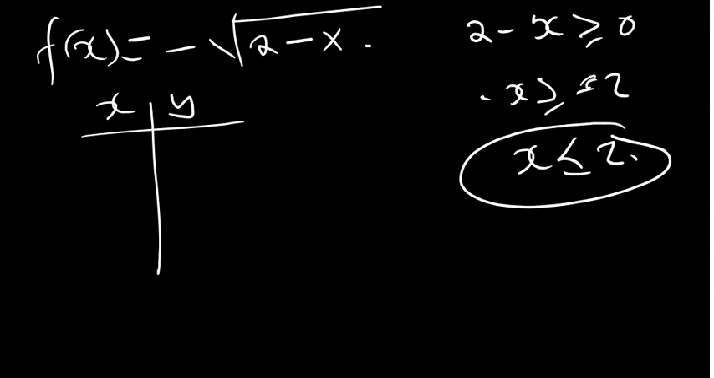So if I plug in negative 2, I'm going to get the square root of 4. The square root of 4 is 2. 2 times negative is negative 2. I'm going to get a 1. 1 times negative, negative 1. I plug in 2, I'm going to get a 0. 0 times negative, I'm going to get a 0. Then you are done.